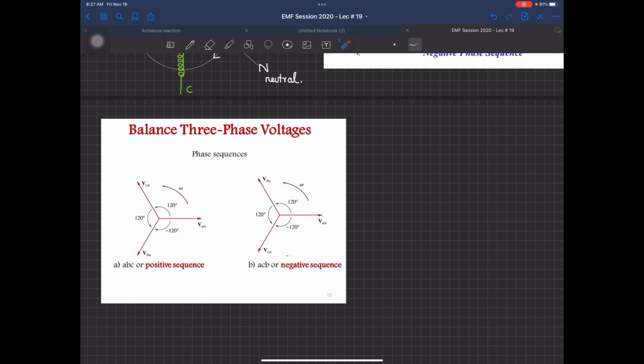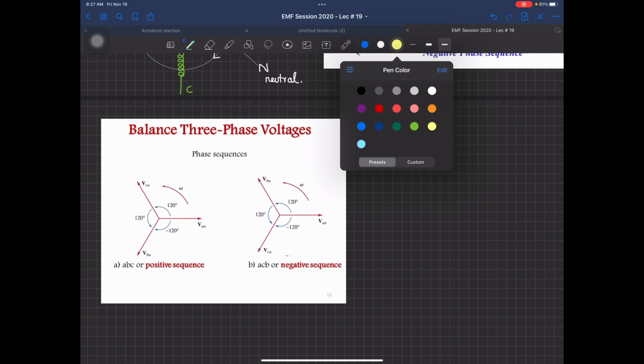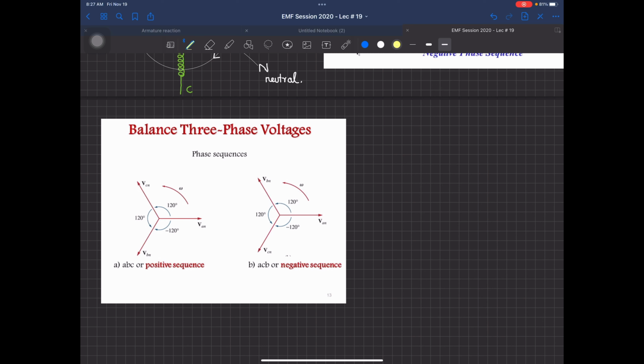If they are unbalanced, suppose I have a machine connected in Y configuration, and this is my machine with this impedance over here. This is your A, this is B, and this is C. Now if the machine has been working for the last 5 or 10 years and has developed some faults over there, what will happen?